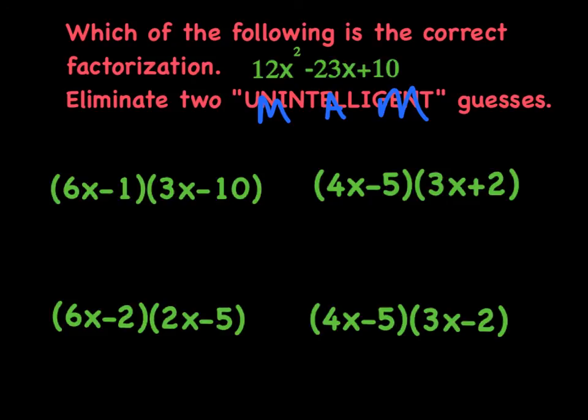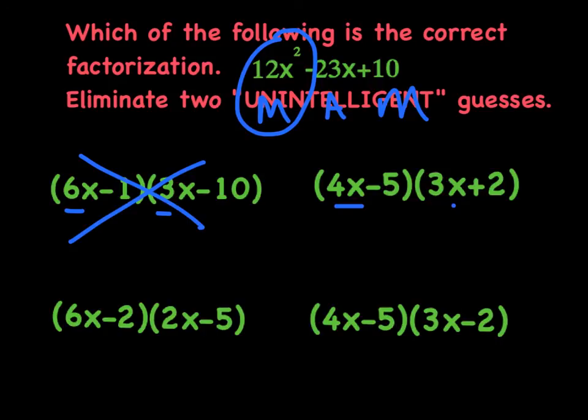So I'm going to start with my 12x squared. Do the first terms all make 12x squared? 6 times 3 is 18x squared. To me, that's an unintelligent guess then, because that doesn't even multiply to 12x squared. 4x and 3x is 12x squared, 6x and 2x is 12x squared, 4x and 3x, 12x squared. So I've eliminated one right off the bat.